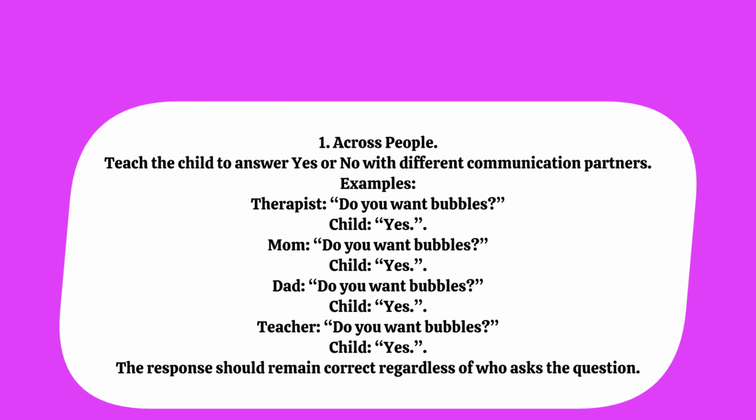4 types of generalization. 1. Across people. Teach the child to answer yes or no with different communication partners. Examples: Therapist: Do you want bubbles? Child: Yes. Mom: Do you want bubbles? Child: Yes. Dad: Do you want bubbles? Child: Yes. Teacher: Do you want bubbles? Child: Yes. The response should remain correct regardless of who asks the question.